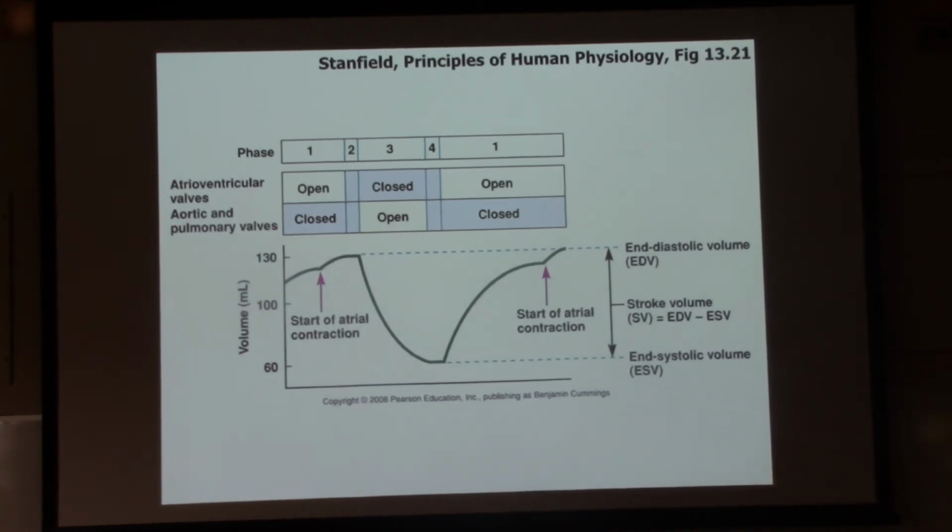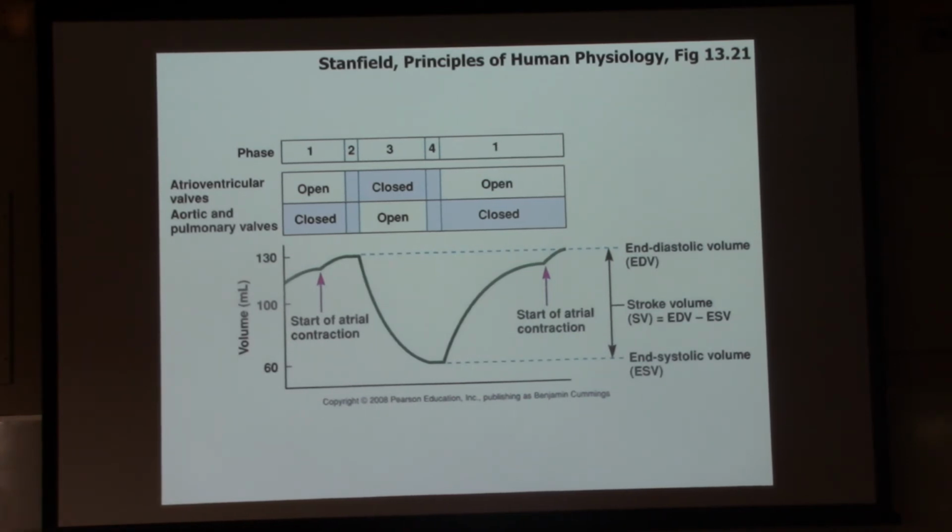Now the semilunar valves. What state are they in? Well, this chart tells you they're closed. And that makes sense because blood is not leaving the ventricles. Instead, blood's entering into the ventricles. And we will see throughout the cardiac cycle that there is no time when all 4 valves are open at the same time.